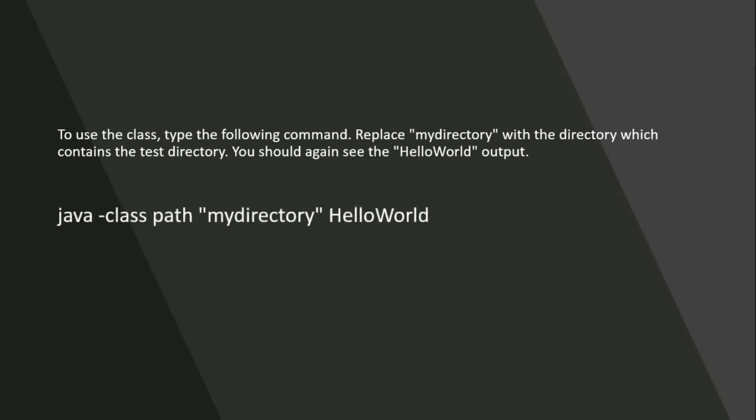To use the class, type the following command. Replace mydirectory with the directory which contains the test directory. You should again see the Hello World output. java -classpath mydirectory HelloWorld.